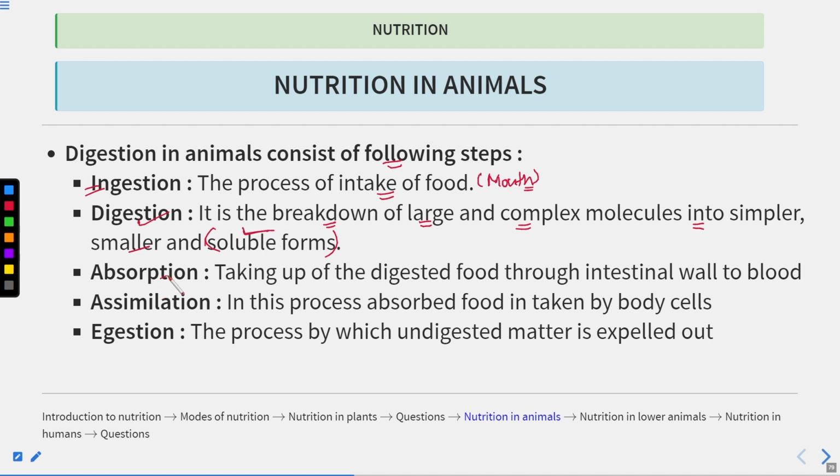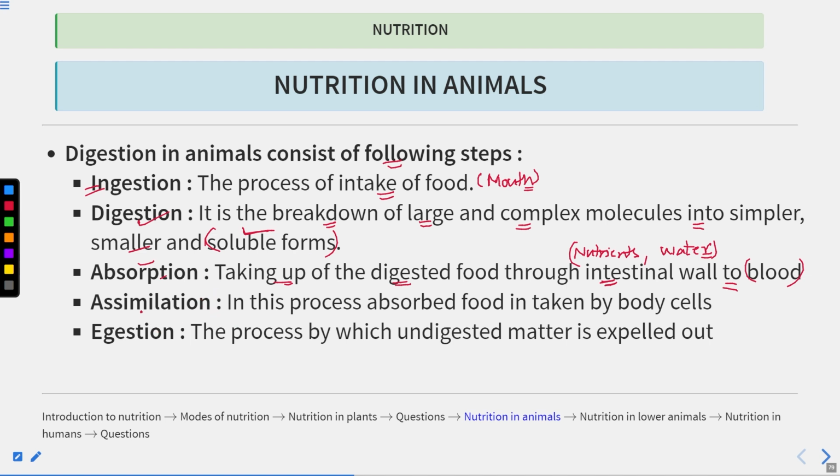Now, the next step is absorption. Here, the digested food is taken up through the intestinal wall into the blood. The cells of the intestine are involved in the absorption of the food material, nutrients and minerals, and apart from this, water is also absorbed. Basically, water is absorbed in the large intestine. This is known as absorption, and after absorption, all these nutrients and water are mixed into the blood, and then it provides us energy.